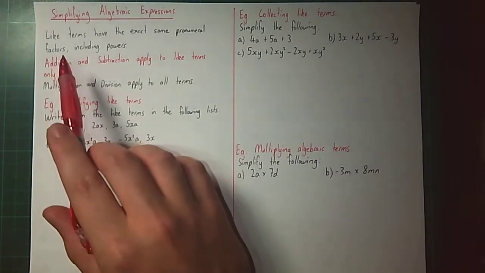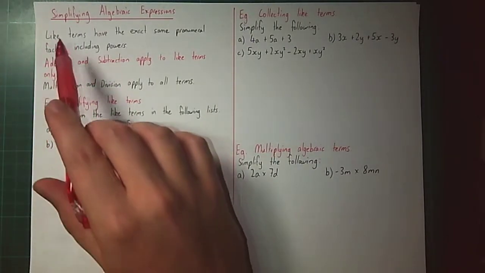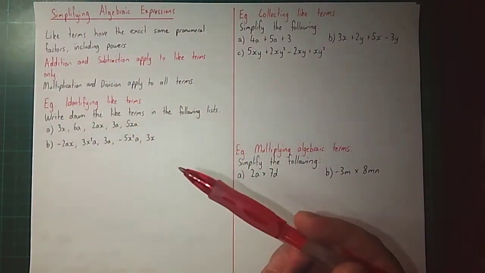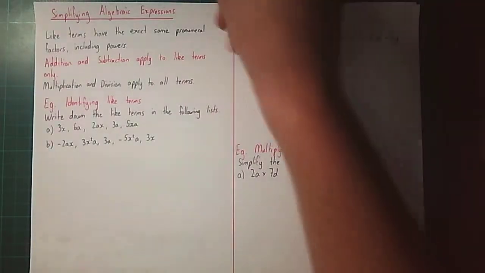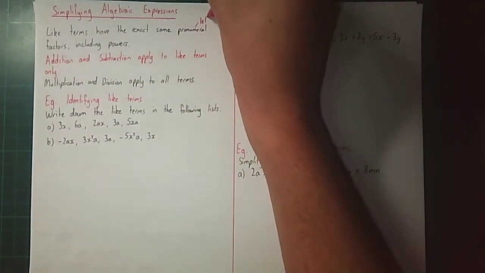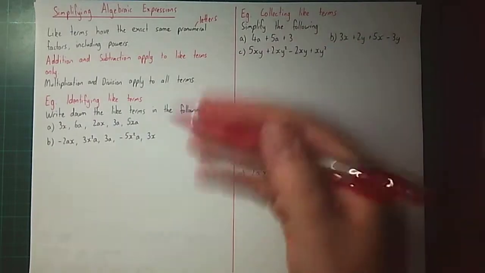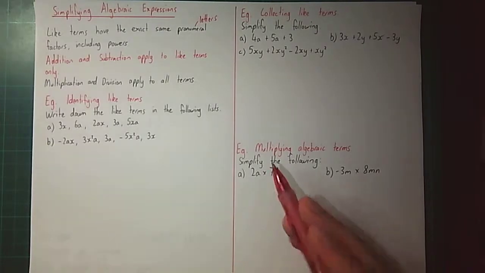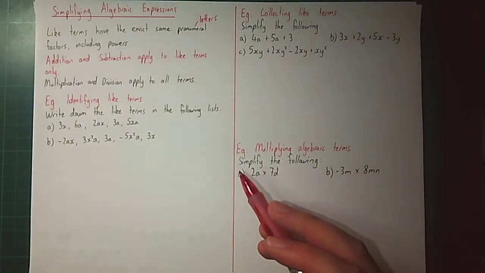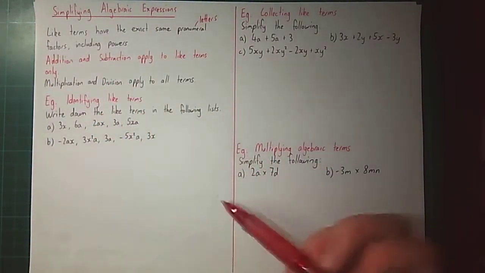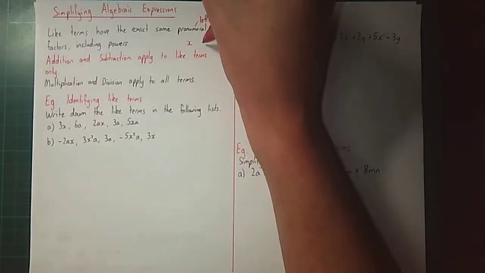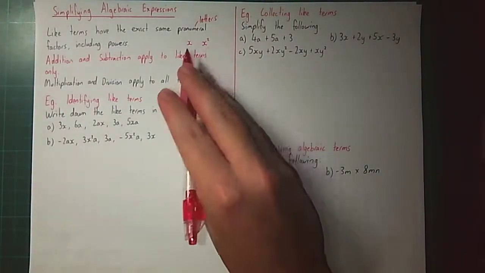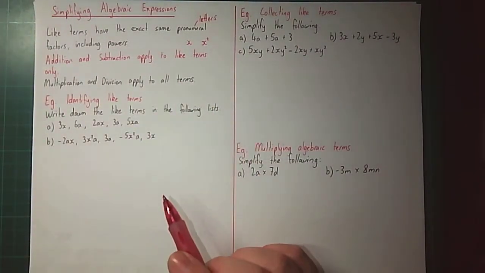The first is when you're dealing with like terms. What a like term is, they have the exact same pronumeral factors, including powers. So what that means is letters. Pronumeral means letters. And we'll look at this a bit later, but x, a, c, any letter that can be used in maths, that is a pronumeral. And when it says including powers, that means that, say, if we have something like x and x squared, they're not like terms because they may be the same letter, but they don't have the same power. So that's important as well.